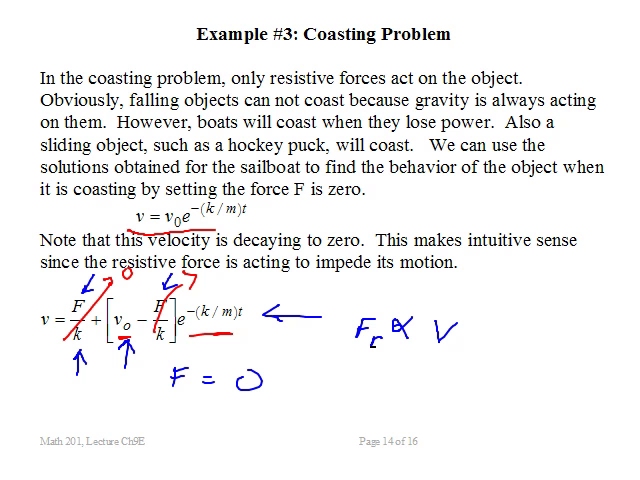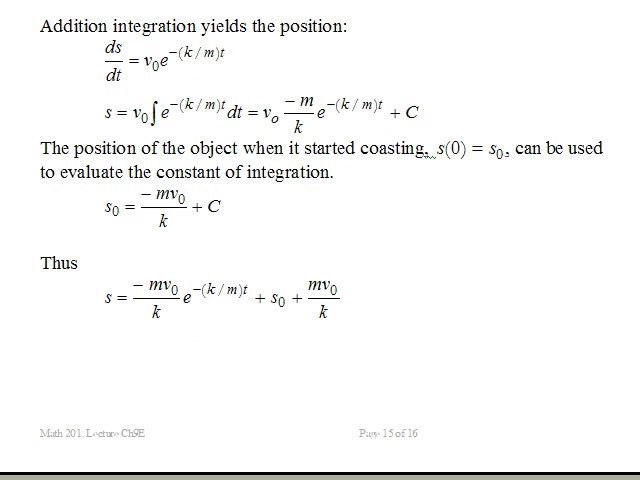But the object doesn't stop immediately. Instead, this decaying exponential is what drives it to 0. Notice that if you have a bigger resistive force, it will decay to 0 faster. In these coasting problems, you generally like to figure out how far the object goes before it stops, or essentially stops. So before we had that the velocity was v0 e to the minus k over m t.